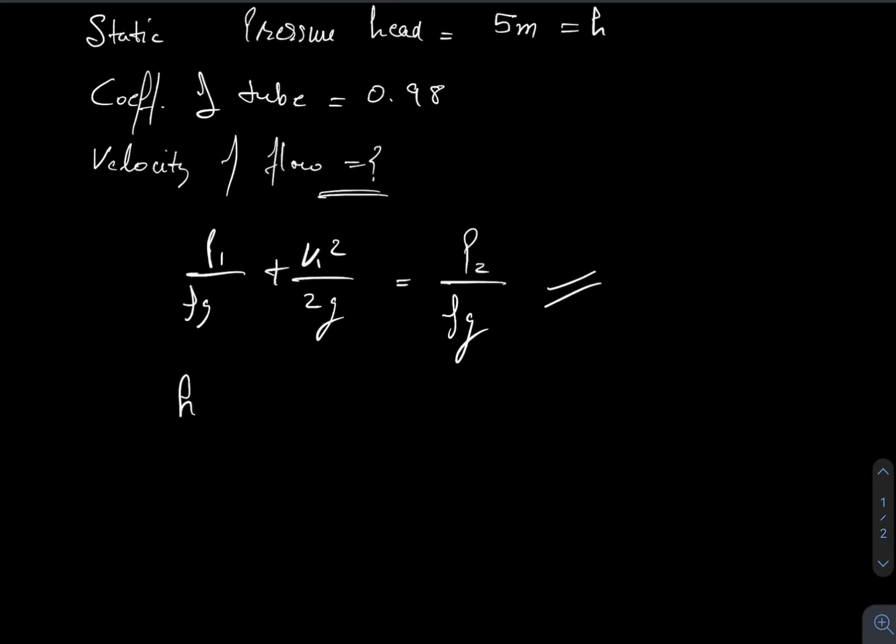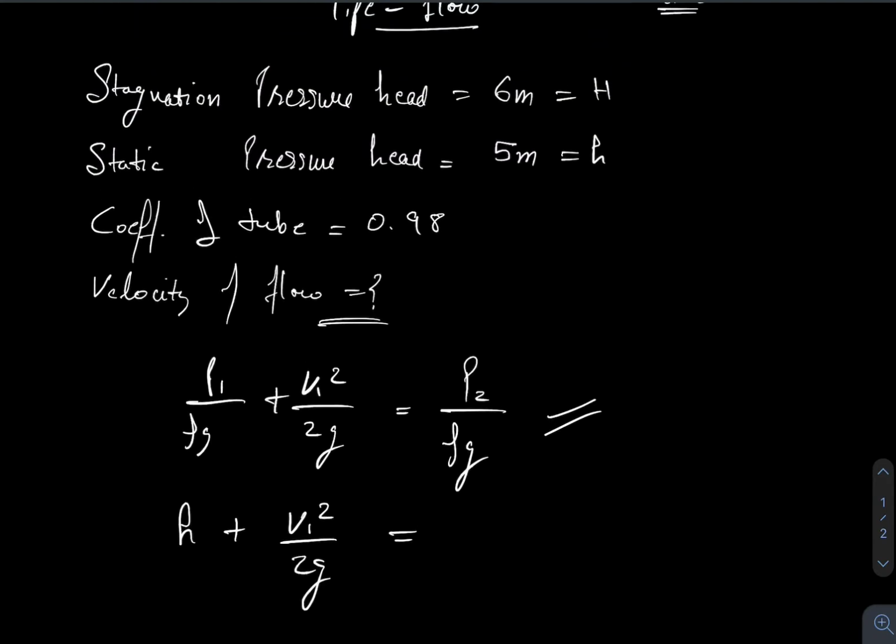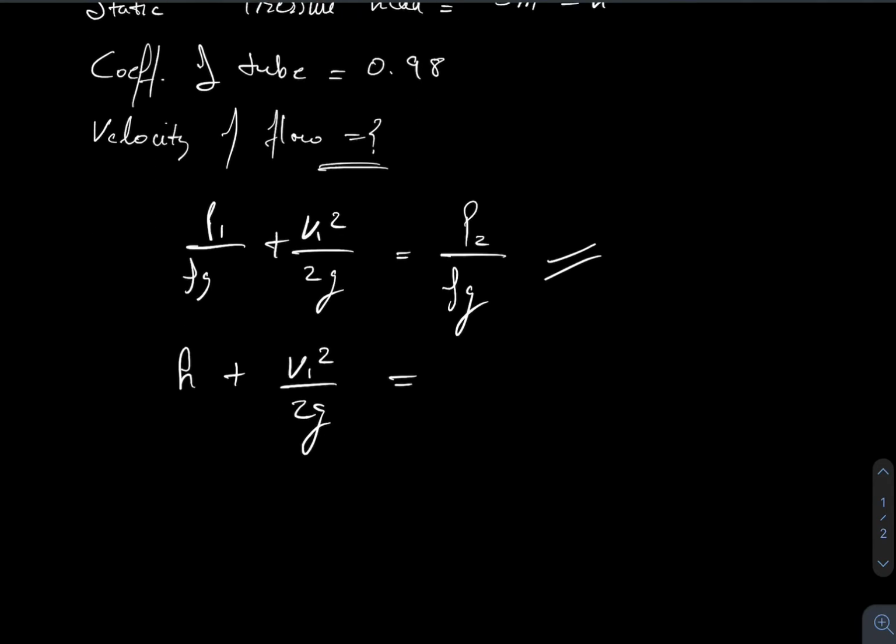So here P1 upon rho g is small h, that is static head, plus V1 square by 2g. This is V1 that we need to calculate, that is asked in the question, which is equal to P2 by rho g. What is P2 by rho g? That is my stagnant head. What is stagnant head? It is given in the question as 6 meter, right? It is capital H. Fine.